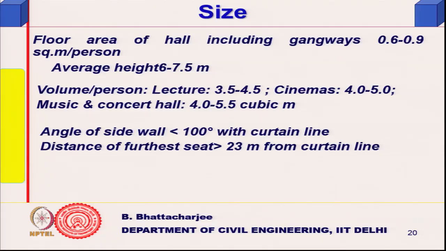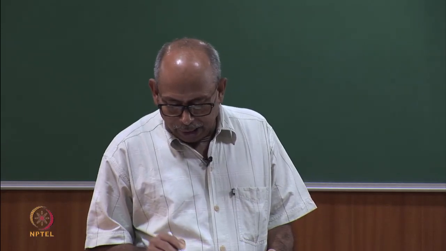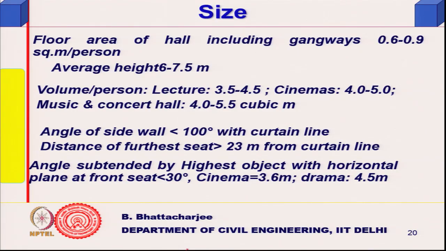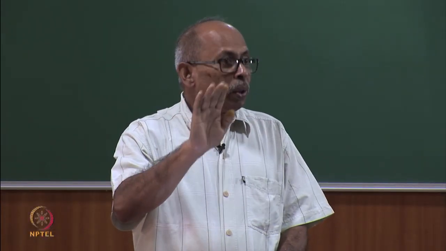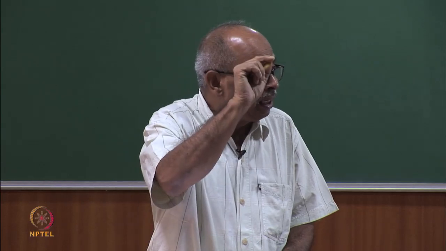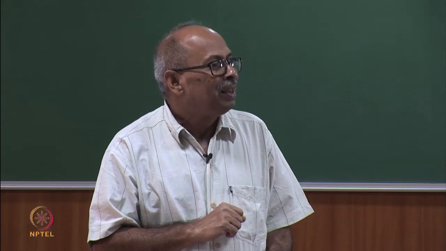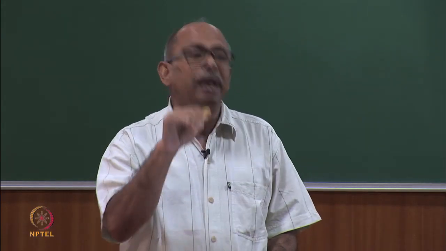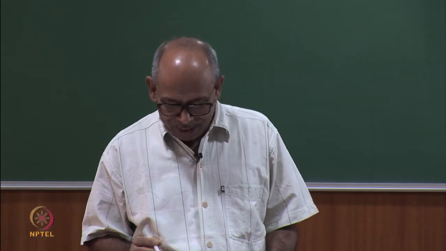The distance of the rearmost seat should be not more than 23 meter from the curtain line for viewing, otherwise you provide a balcony. The angle subtended by the highest object with the horizontal plane at the front seat should not be more than 30 degrees, otherwise you have to look vertically up, which is very uncomfortable. In a cinema this is very important: the top of the screen and the head level of the first seat should not make more than 30 degrees, otherwise somebody will have to raise their head to see. Seeing like this all the time, or moving your head in this manner, is very uncomfortable.